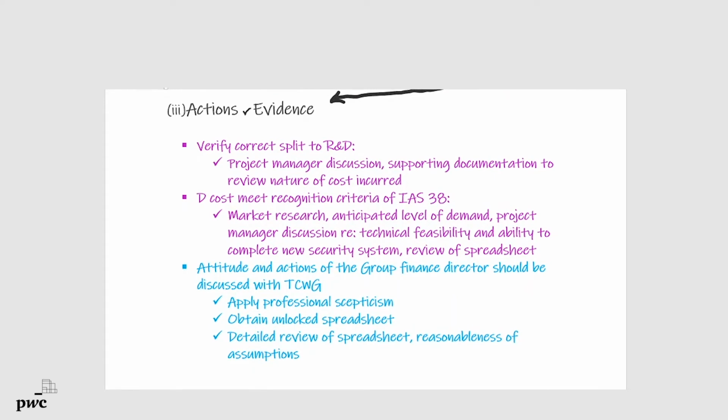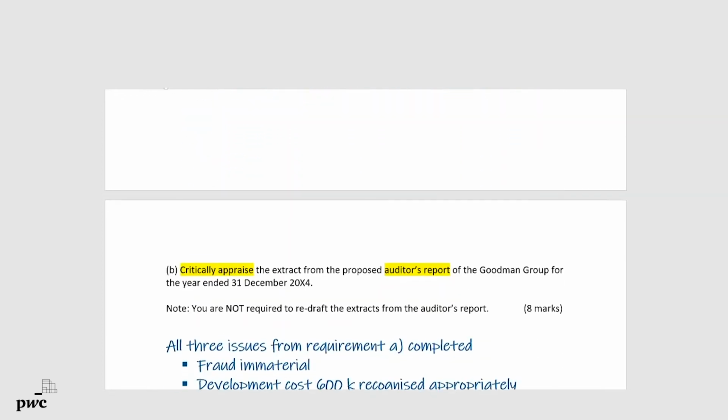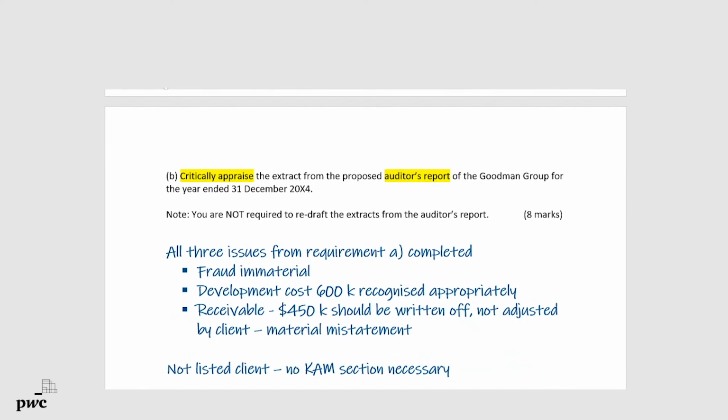Most important thing would be to verify the correct split of cost between research and development, and also to make sure that development costs are capitalized based on recognition criteria of IAS 38. Requirement B brings us to the final stage of the audit, in which all three issues from requirement A are completed and covered by sufficient appropriate evidence. The auditor concluded that there was material misstatement in receivables and the client didn't adjust this material adjustment. So the audit opinion will be qualified.